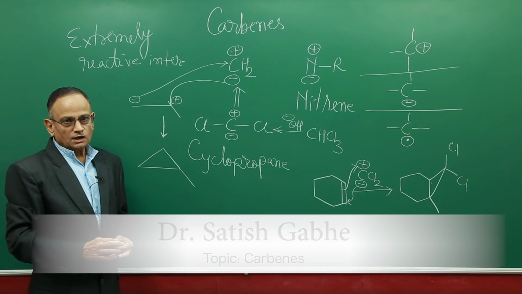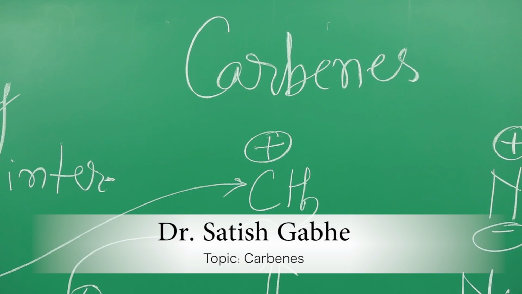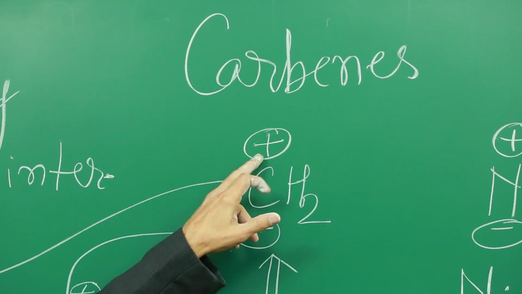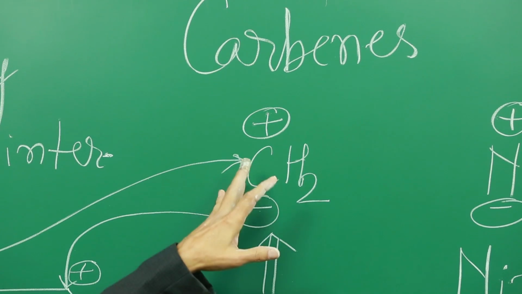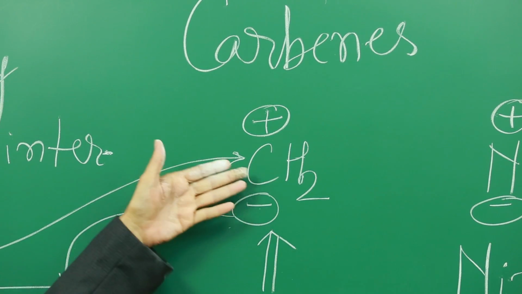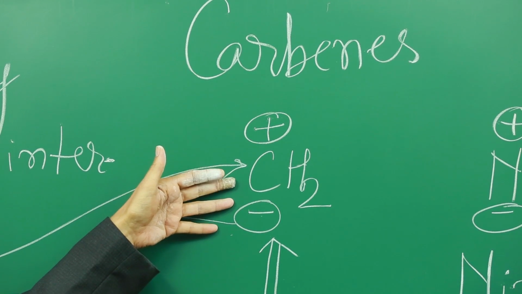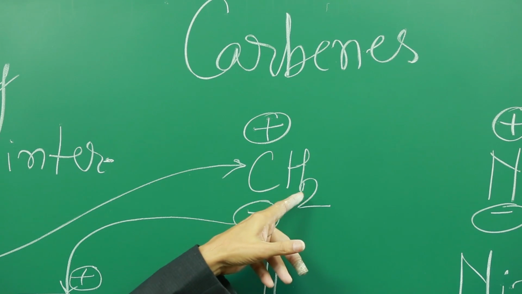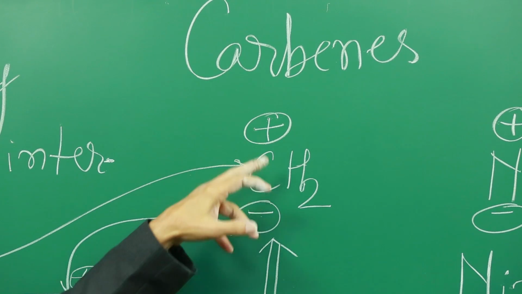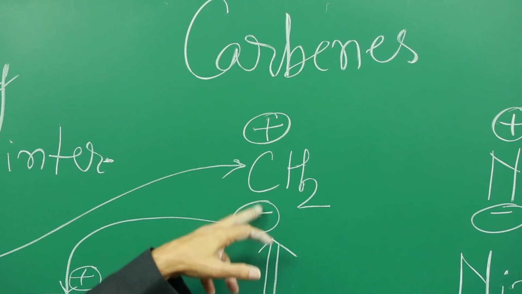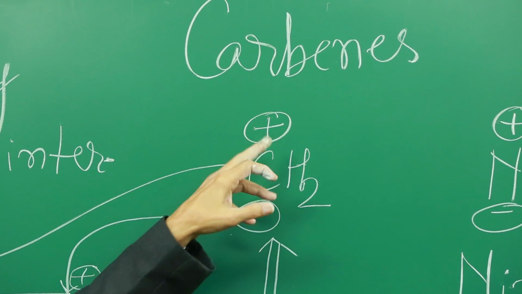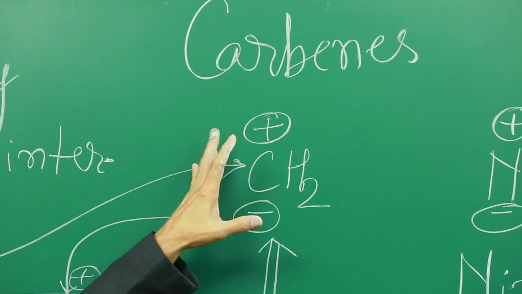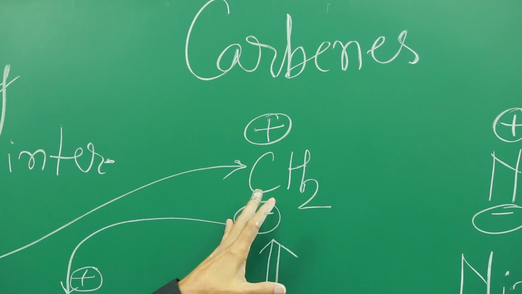Okay, let us see what are carbenes. Carbene is a general name given to any species where a carbon has positive as well as negative charge on the same carbon. This is the simplest example. The normal valency of carbon is 4. Here it is only 2. The two other valencies are compensated by the negative charge and positive charge. Consequently, this is an extremely reactive, very fast reacting intermediate or species.